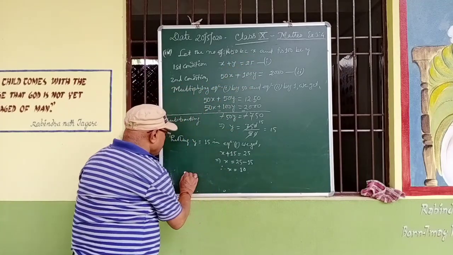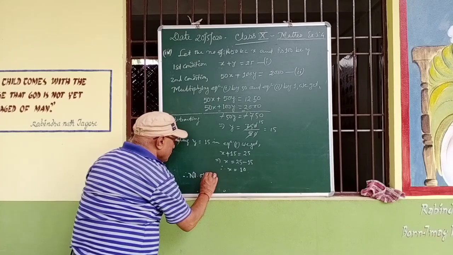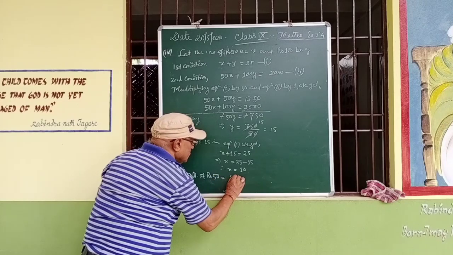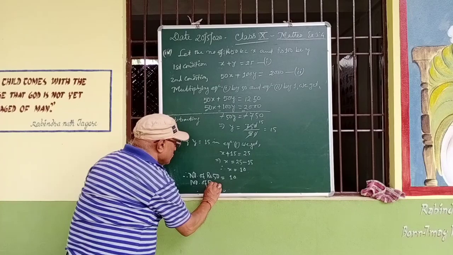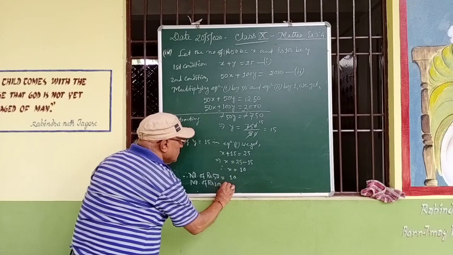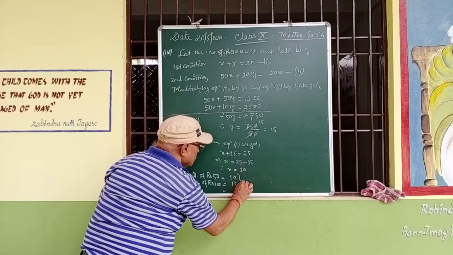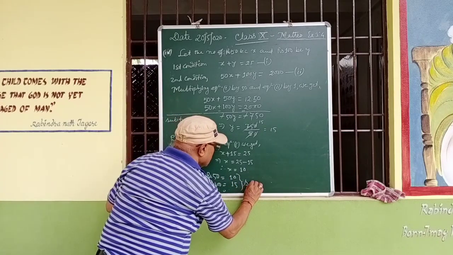Therefore, the number of rupees 50 notes is equal to 10, and the number of rupees 100 notes is equal to 15. The total number is 25. So it is our solution.